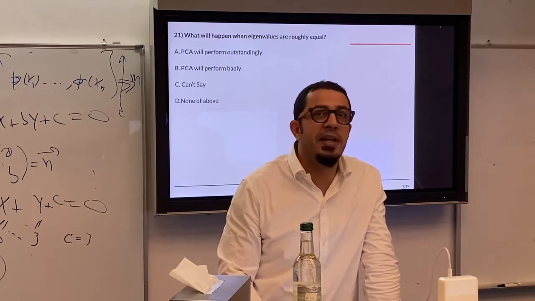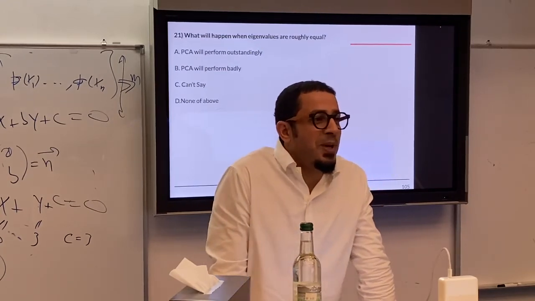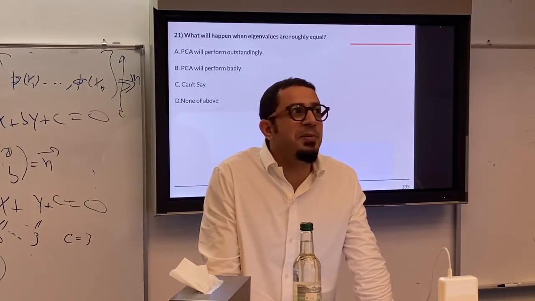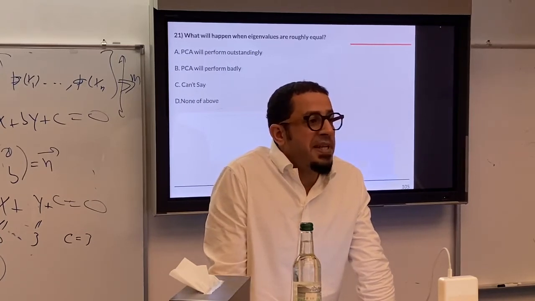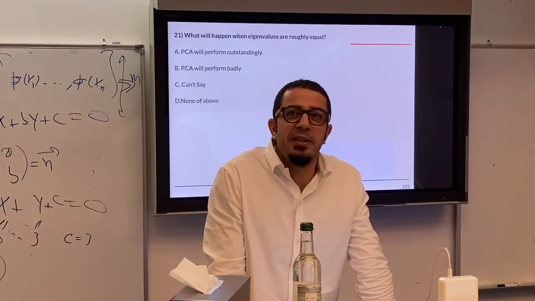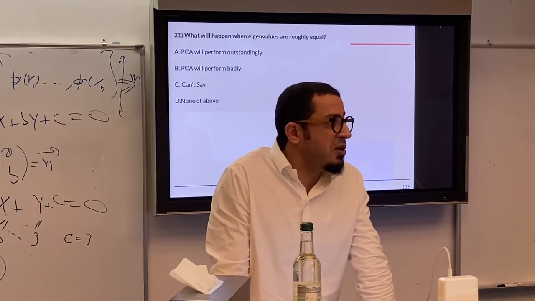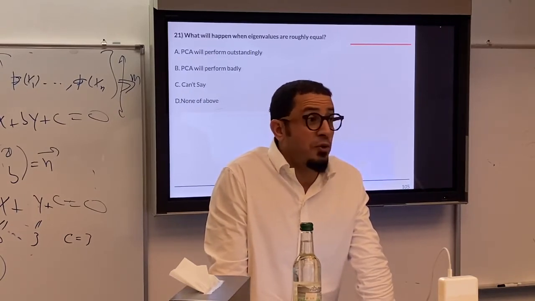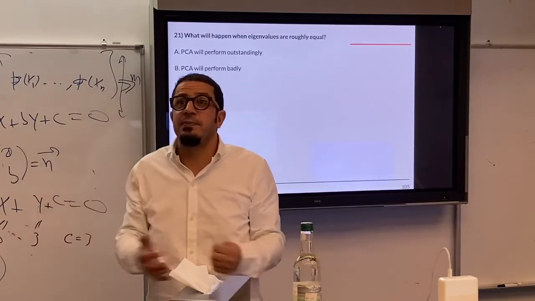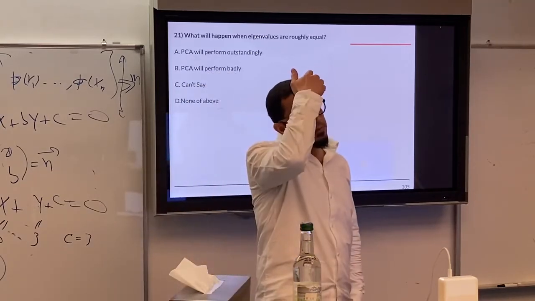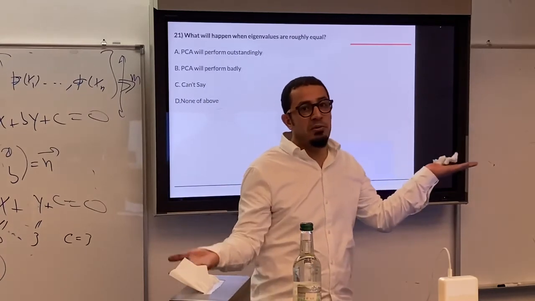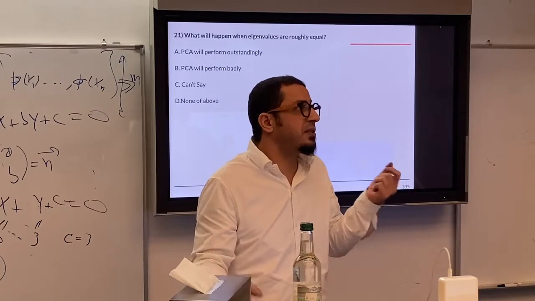Can we have all questions like this? What will happen when the eigenvalues are roughly equal? PCA will perform really badly. For sure PCA is not good. It performs badly because all the lambdas are the same, I cannot compress anything. So of course PCA is useless in this case. Because what we want to do is find PCA when the lambdas are different. One is big, one is small. Otherwise there is no need, we cannot compress it.